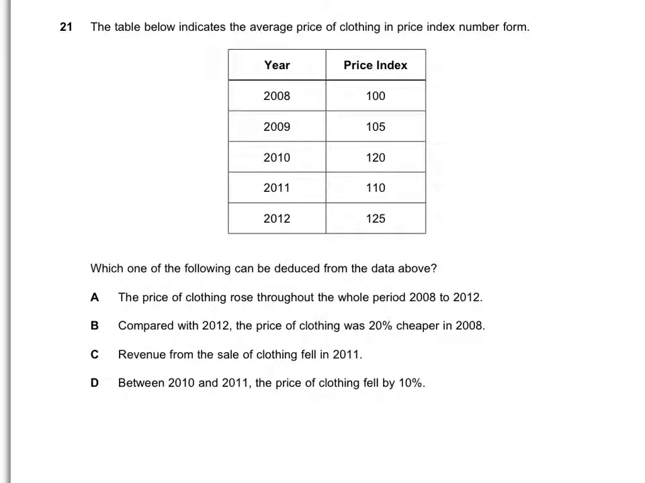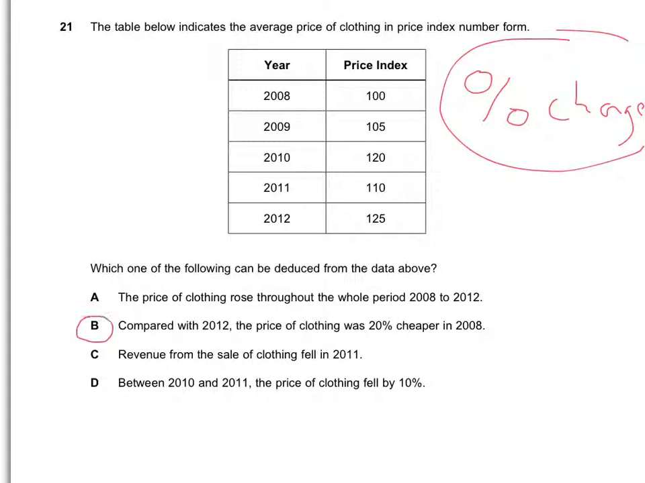21 was another hard one. In economics we use index numbers to show changes in prices, commonly for prices of goods. So in this example we're looking at the average price of clothing. If we look at the way the index moves, there's an increase, there's an increase, there's a decrease, and there's an increase. Key concept the examiner's testing here is the idea of a percentage change, but it's a bit of a trick question.